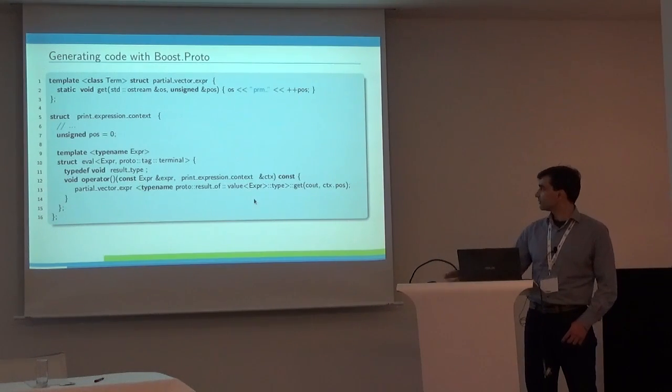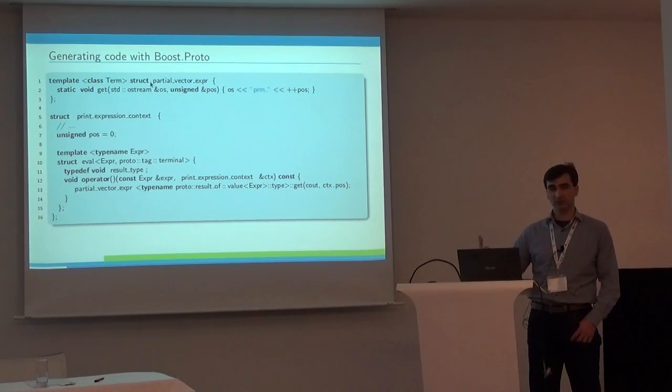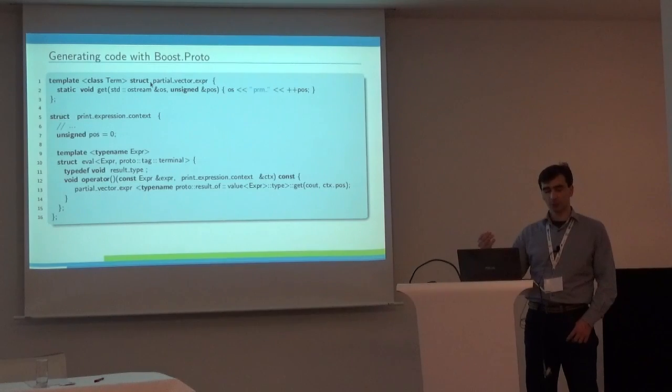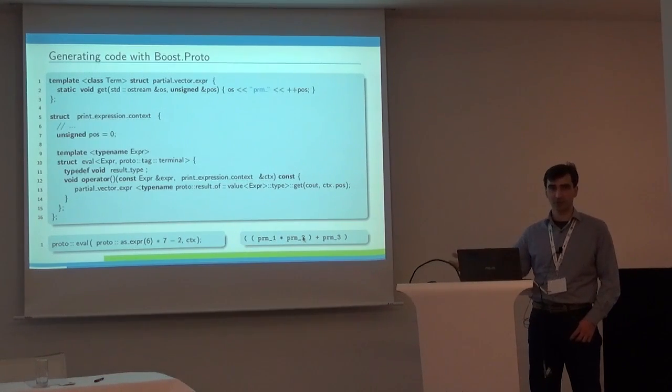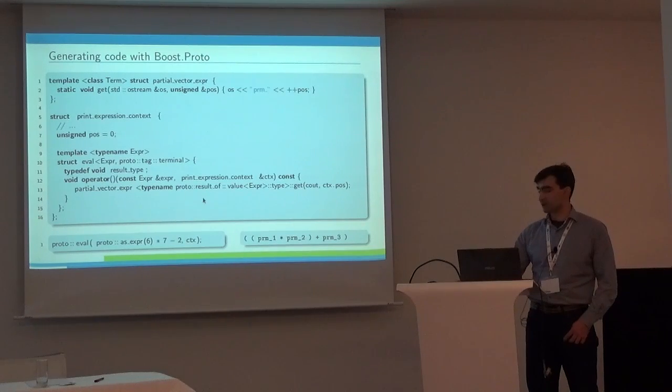And you don't have to touch this context code anymore. You only have to provide these specializations of this template for your different terminal types. Okay, and yeah, if we evaluate our expression with this context, we will get this parameter 1 multiplied by parameter 2 plus parameter 3. So this is the code that you can actually feed to a compiler if the compiler knows already what are these parameters.